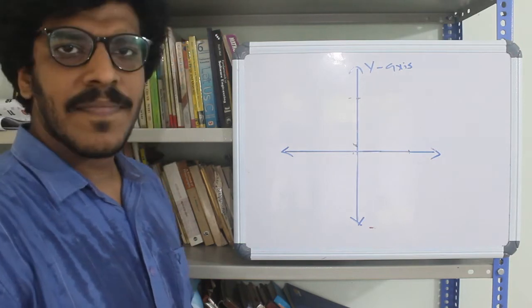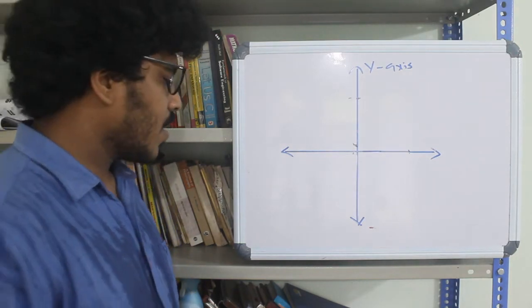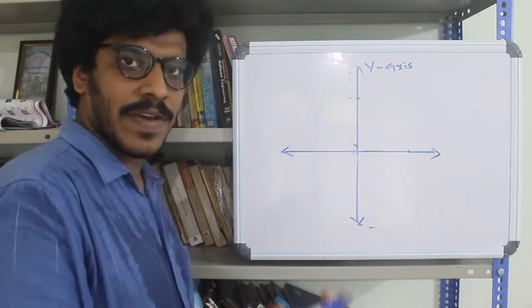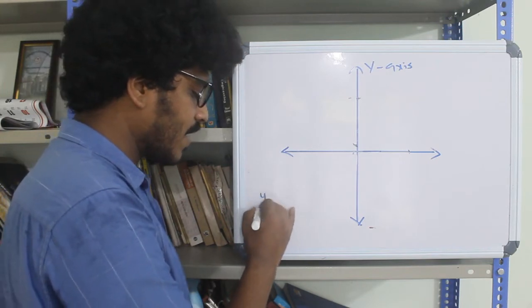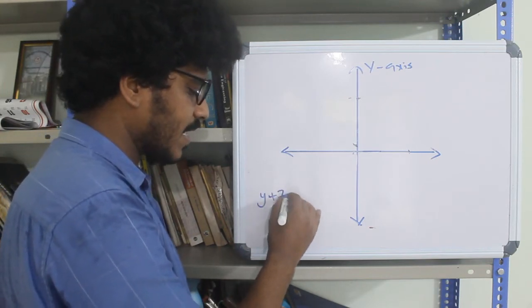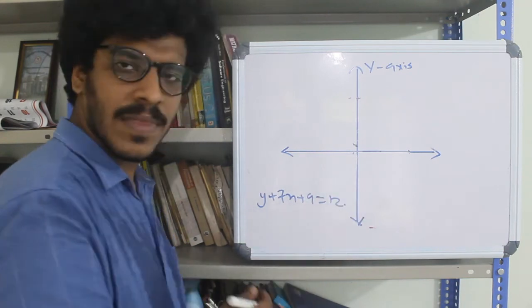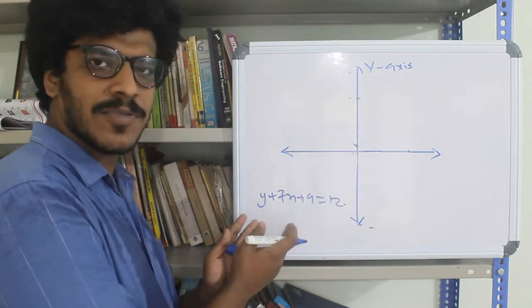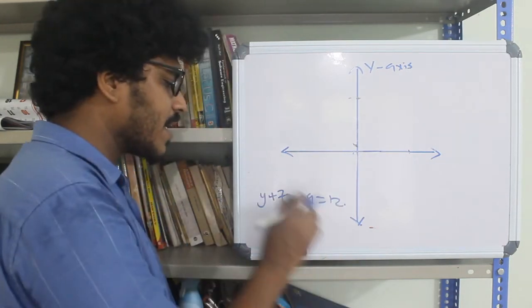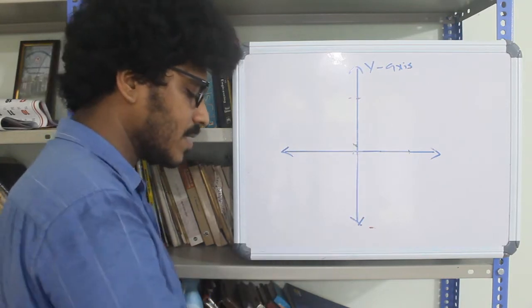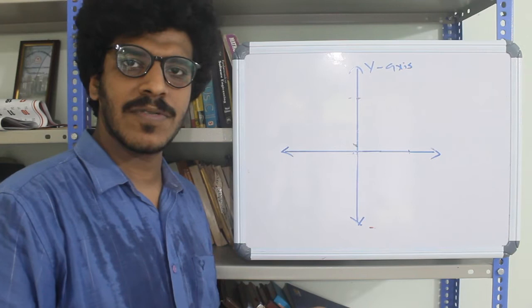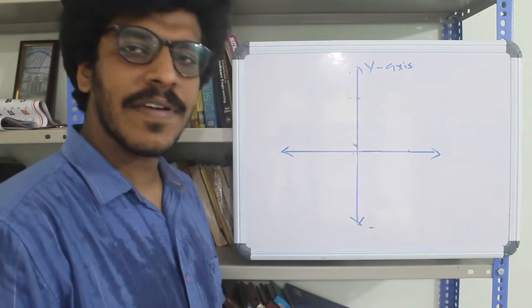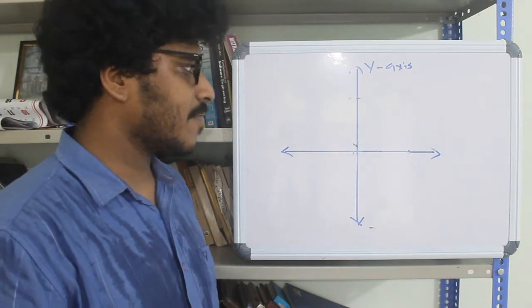So how do we graph a linear equation? We graph those linear equations which are in x and y, having two variables. Suppose we have an equation of the form y plus 7x plus 9 is equal to 12. We can make an attempt to graph this equation or these types of equations. In short, we will be graphing equations in two variables, and for obvious reasons the two variables will be x and y.